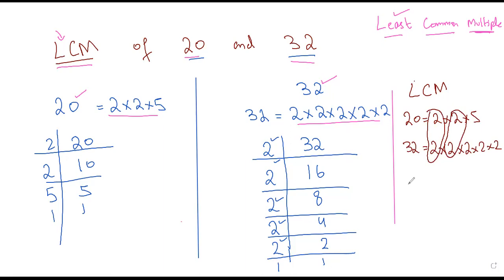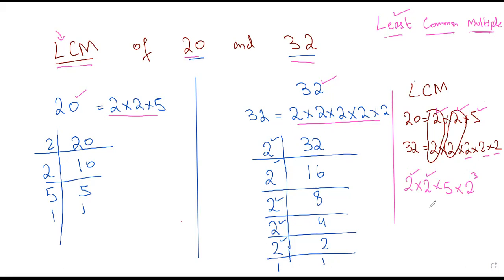And then what do I do next? I'll write down the common ones, 2 and 2, once only. And then the rest of the factors would come as they are. So 2 and 2 were common. Then we have 5. I've written 5 and then 2, 2 and 2, so 2 cube. So is this thing clear?